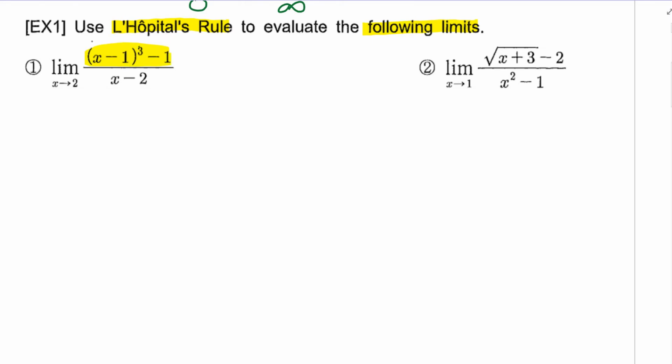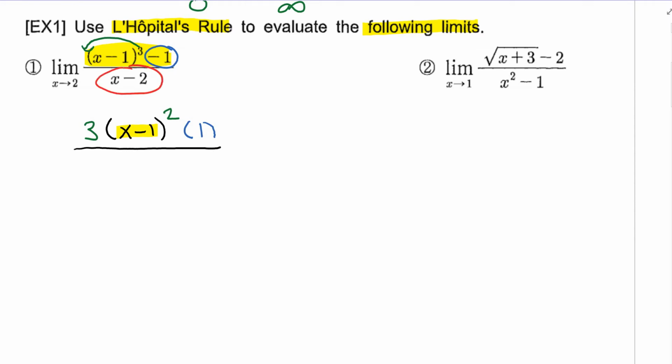Alright, well the 3 would come into the front, that's a power rule, so 3 times (x minus 1), and then the power rule states that the power goes down by 1, so that's going to be a 2. And then the chain rule states that you need to take the derivative of the inside, and the derivative of that inside, x minus 1, well that derivative is just 1. And then the derivative of minus 1 is just 0, so that's it for your numerator. Divided by, then what's the derivative of the denominator? Well, the derivative of x minus 2 is just 1.